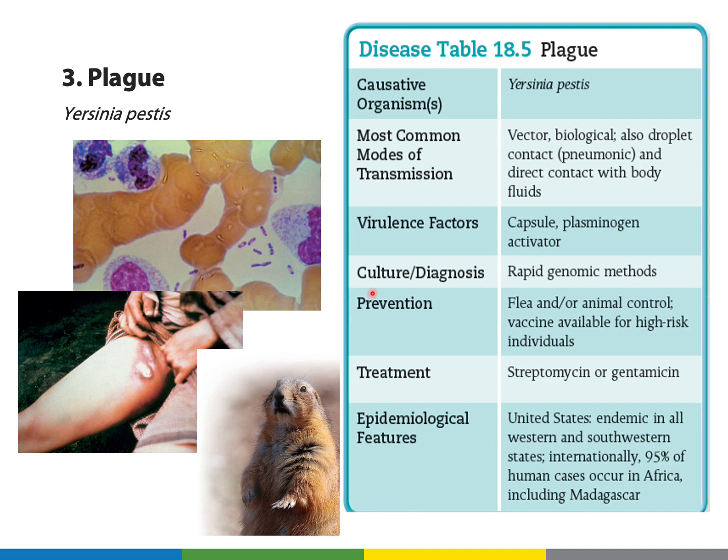There are three possible manifestations of plague. You have the bubonic plague, which is swollen, inflamed, like in the picture. Swollen, inflamed, and tender lymph nodes, or buboes, are formed. Usually, the lymph nodes affected are those receiving drainage from the site of the bite of the infected area.